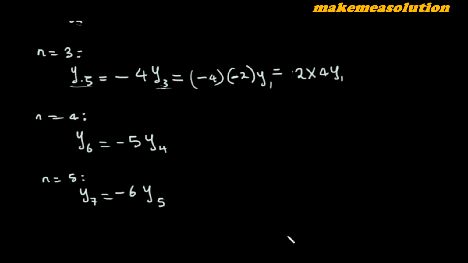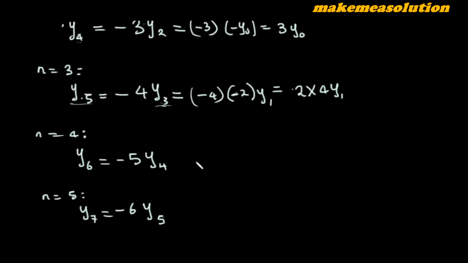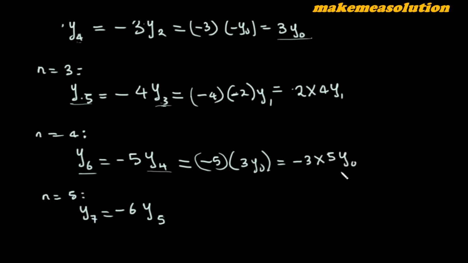So the essence is that you want to use it to figure out a pattern. Is that okay? So let's look at y6 in terms of y4. y4 is already evaluated to be 3y0. So we now have minus 5 times 3y0, which I can write as minus 3 times 5 y0. Are we together? I'm not going to multiply it. Everybody knows that 3 times 5 is 15, but the essence of leaving your answer like this is so that you can figure a pattern out.